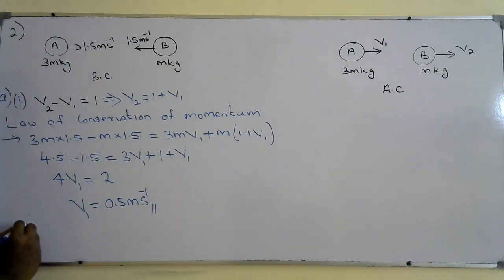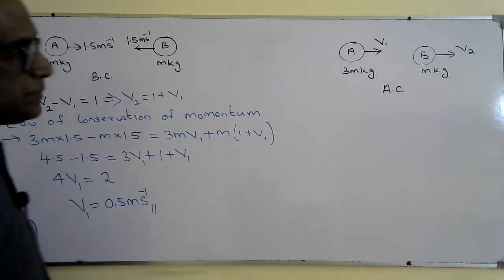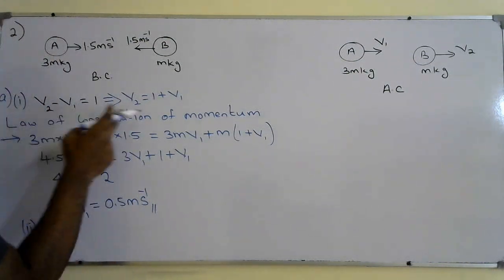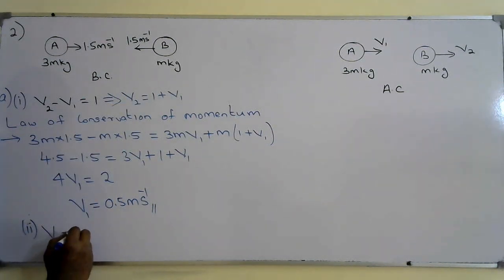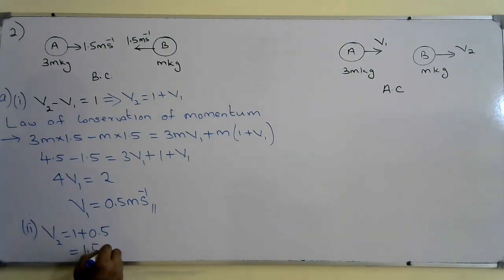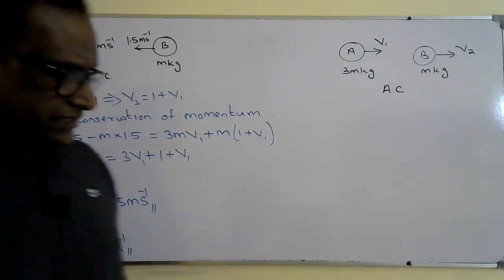A part, second part, they are asking to find the speed of B immediately after collision. So we know that V, which is V2, equals 1 plus V1. So 1 plus V1, V1 is 0.5. So that is 3 by 2, or 1.5 meter per second. That's the speed of B immediately after collision.